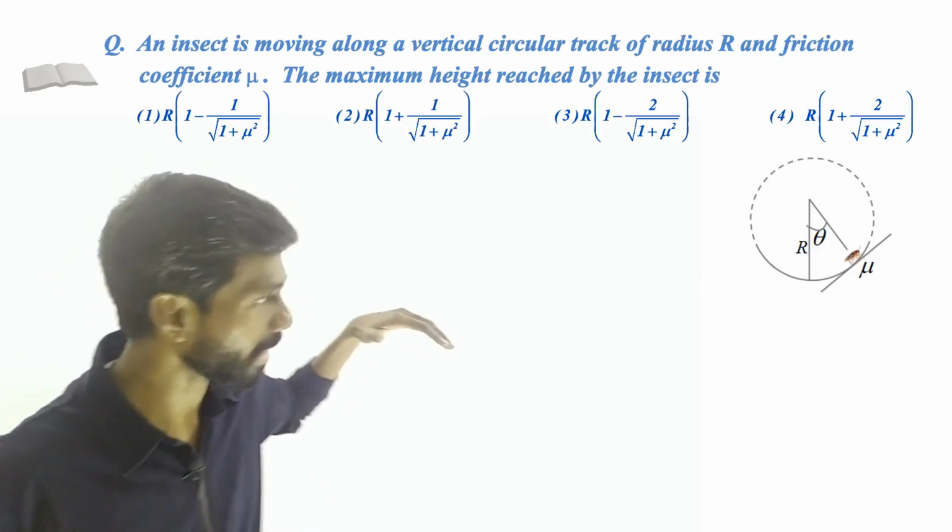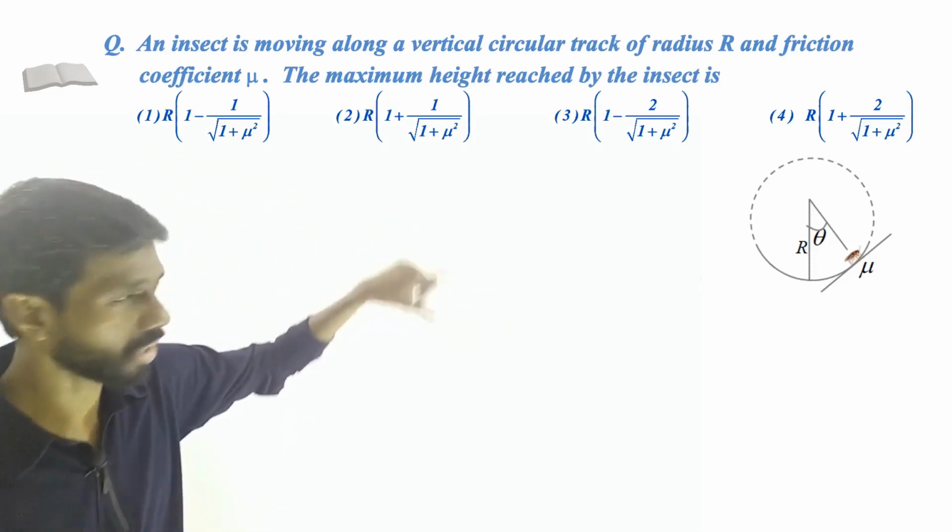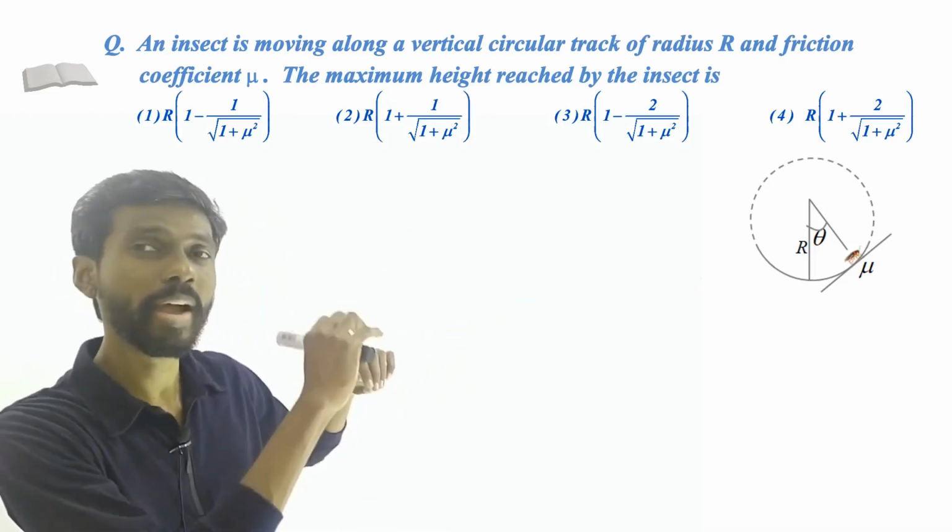Here an insect is crawling along that curved surface. So this is a circular track, and it is moving. Now what is the maximum height it can reach?